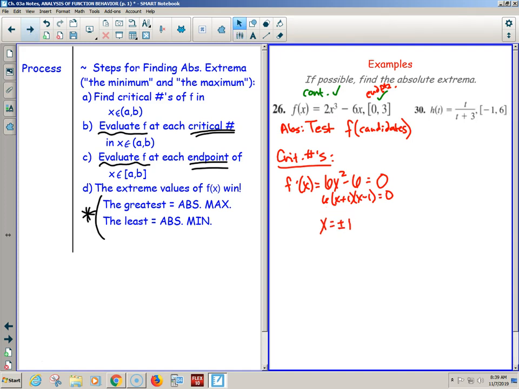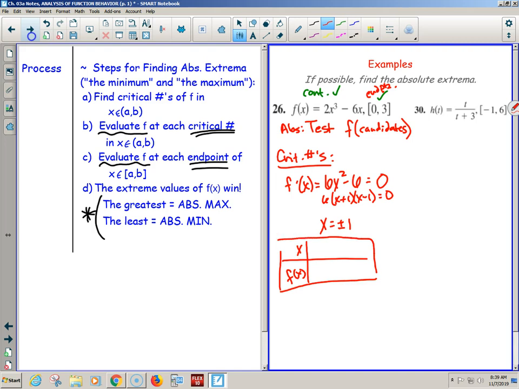But why, when it comes time to test, and I just try to simplify it? You're only going to have one positive one. Why am I just going to plug in 0 and 1 and 3? Why didn't I plug in negative 1? Because it's not in there. I'm only looking for the ones in between the endpoints.